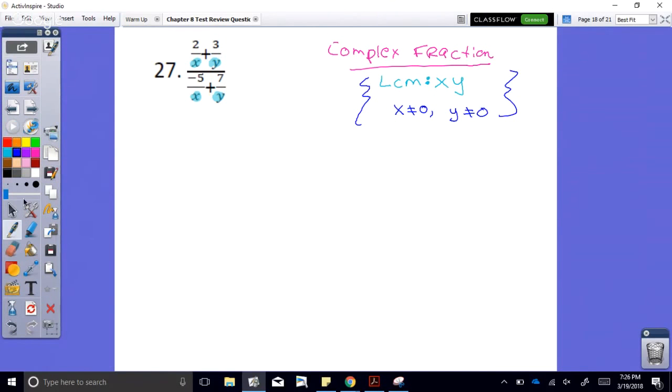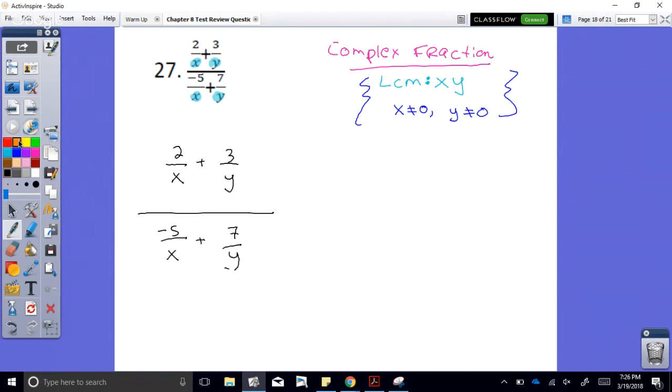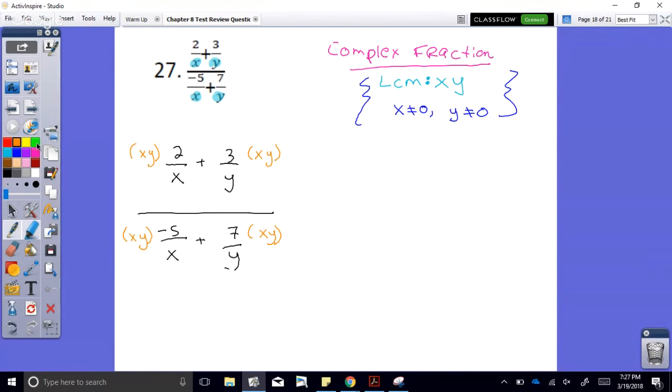In the process here, if I go ahead and rewrite my problem, I'll have 2 over x plus 3 over y divided by negative 5 over x plus 7 over y, as we multiply each piece by this LCM. So I'm going to multiply the first piece by xy, the second piece by xy, third piece by xy, and the fourth piece by xy. And then we're going to see what happens.